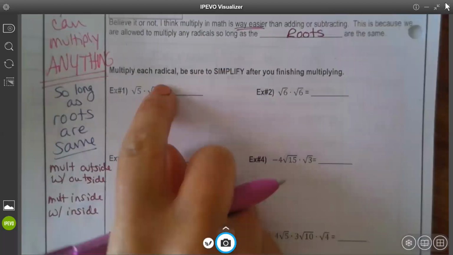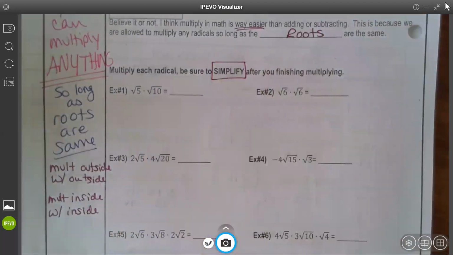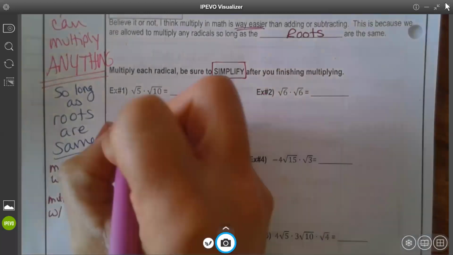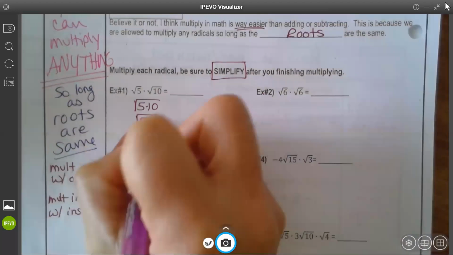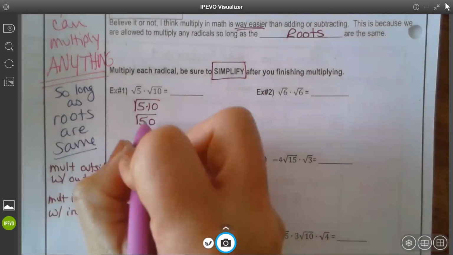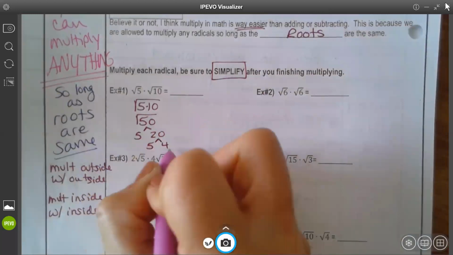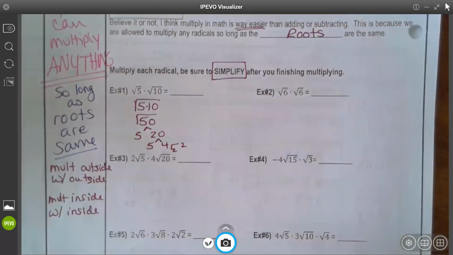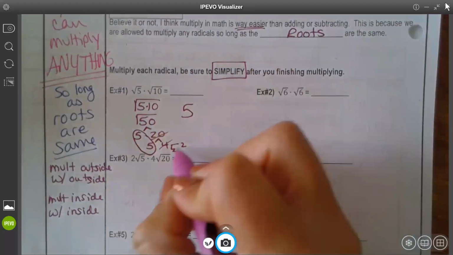So now we're going to multiply each radical. Be sure to simplify after you finish multiplying. Okie dokie, so I got a square root and a square root. Perfect, we can multiply. So it's going to be the square root of multiply the inside numbers, which is going to be the square root of 50. Yay! Simplify it. 50 is 5 times 20. 20 is 5 times 4. 4 is 2 times 2. So I've got a pair of 5s that's going to come out. And then I have 2 2s left behind.